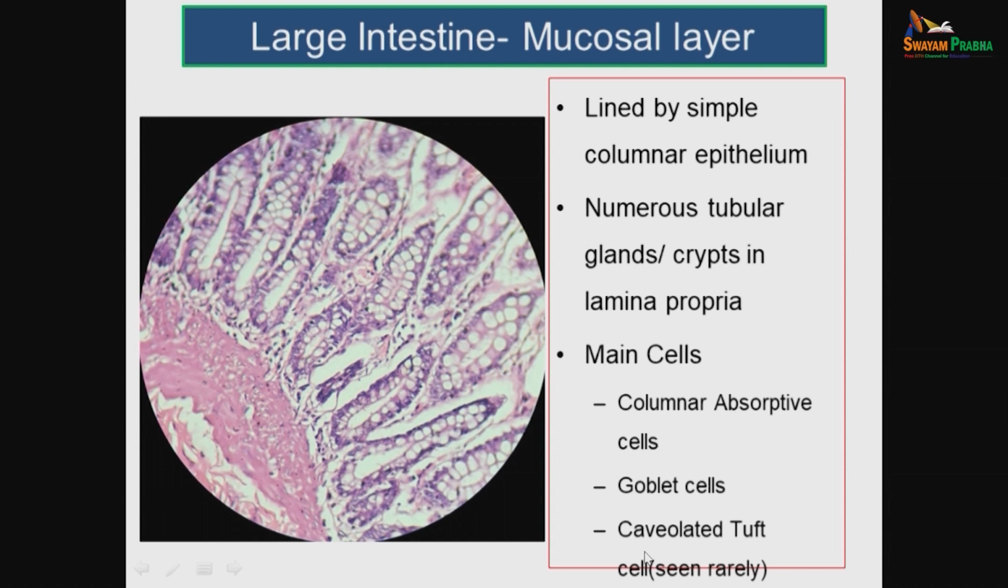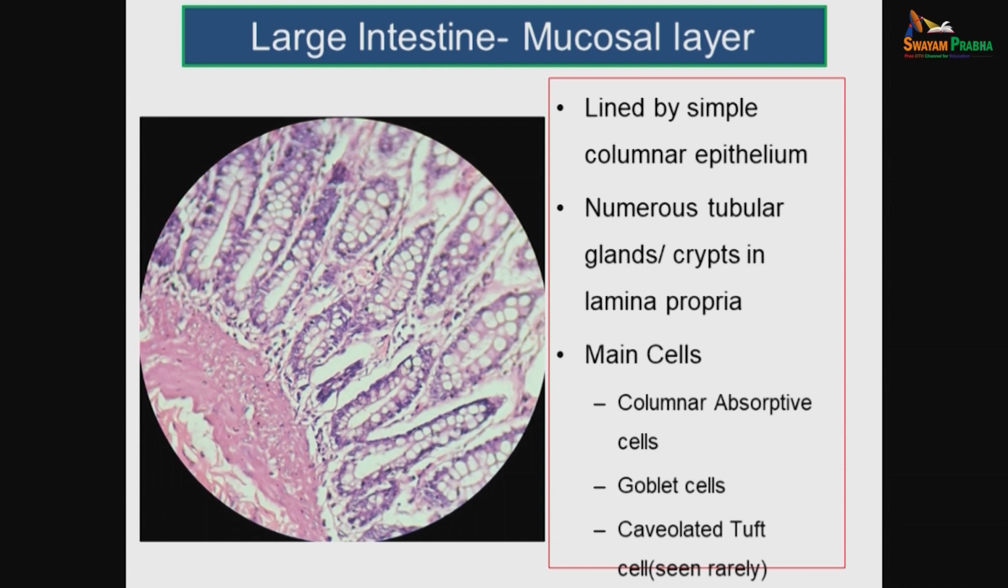So, that is why they appear caveolated. Literature says that these cells that are present rarely are all actually modified goblet cells without the secretion, or rather, exhausted their secretion. So, this is the mucosal layer.